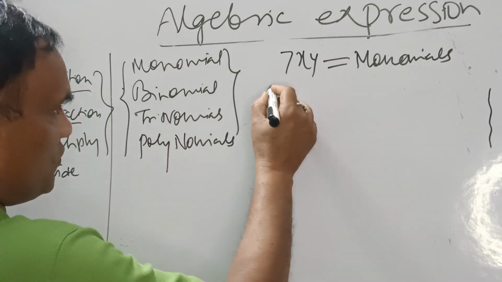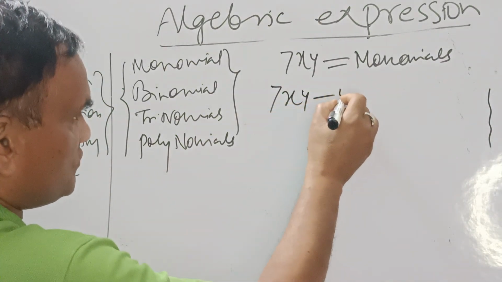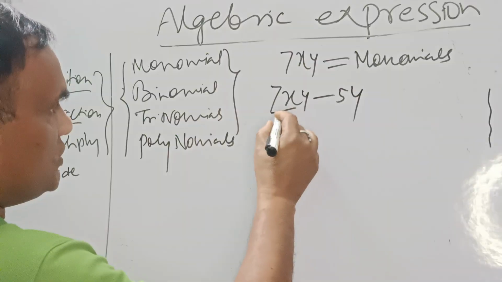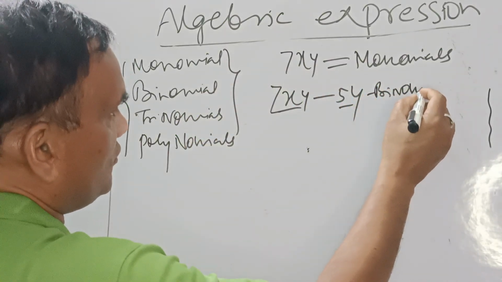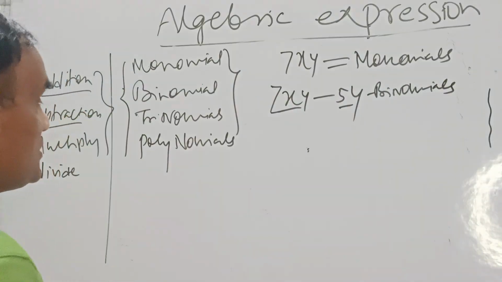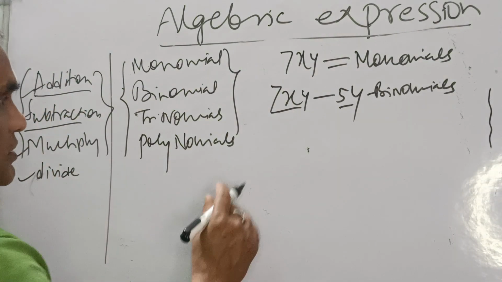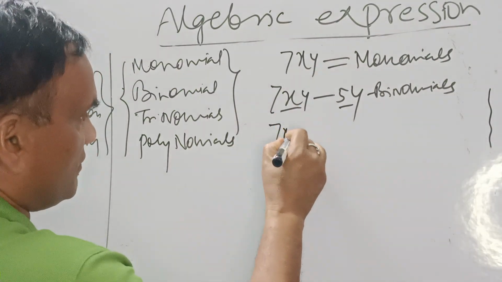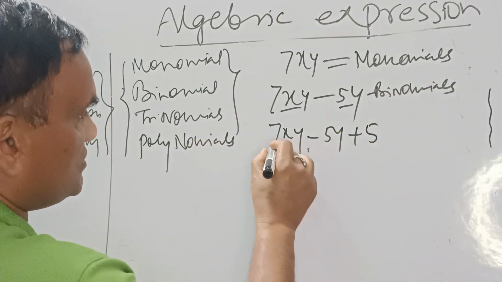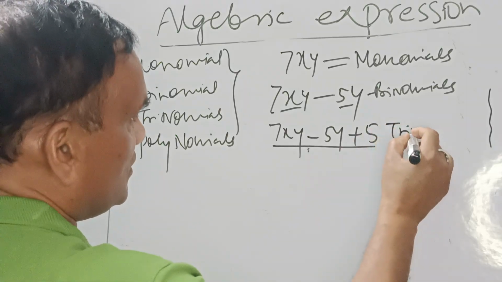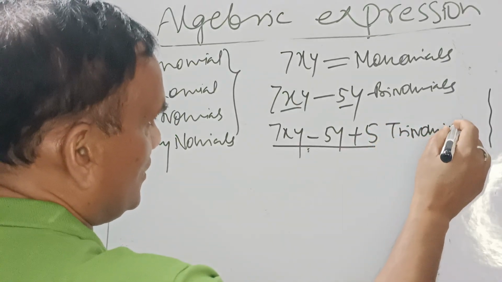Now I am adding one more term: 7xy minus 5y. This has two terms, so it is a binomial. What is that? Binomial. You must understand this. Now trinomial. Suppose 7xy minus 5y plus 5. This is a trinomial. What is that? Trinomial. Is it clear to you?